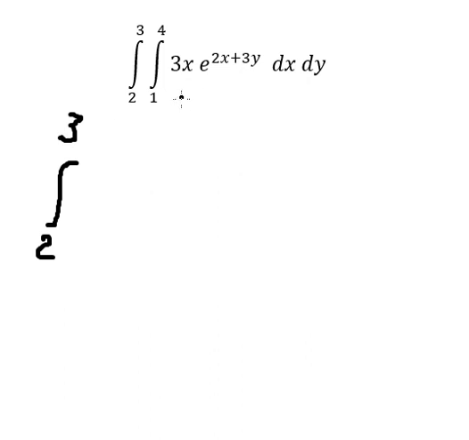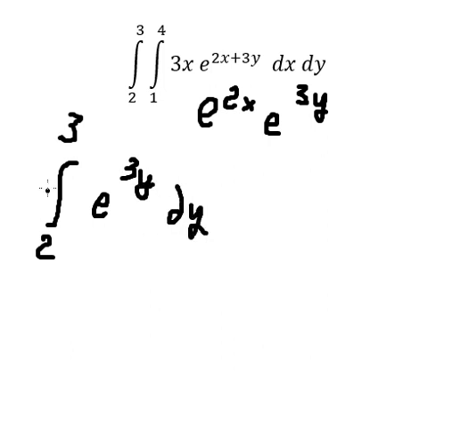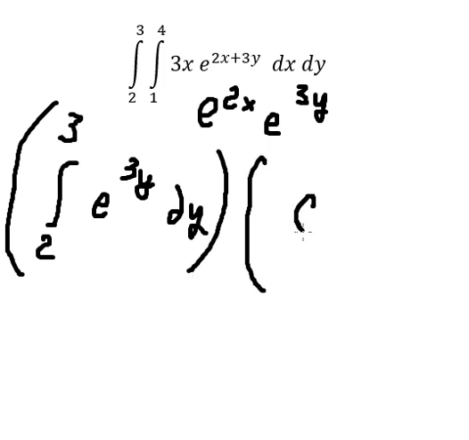So for this one we have dy. So we have e to the power of 2x plus 3y. We can put e to the power of 2x, e to the power of 3y. So in this one, I will put in here. And then we have the integration from number 1 to number 4, and we have 3x e to the power of 2x dx.